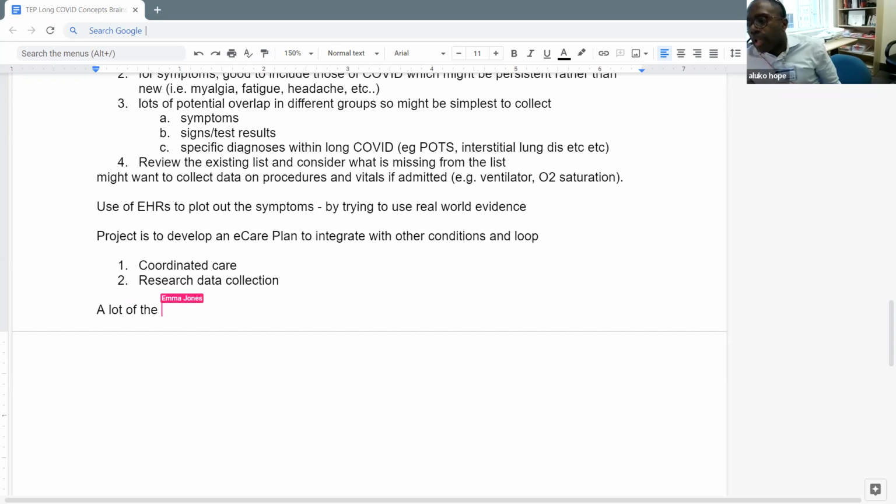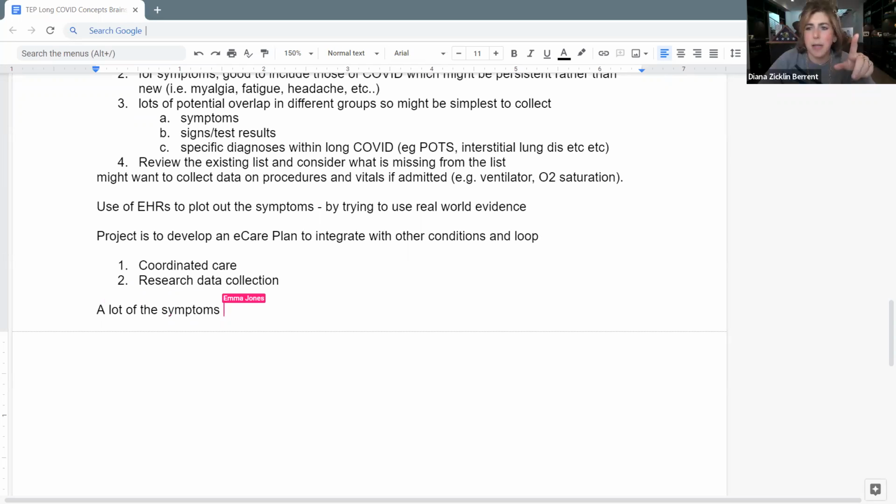Like hair loss and nail changes and those kinds of things. So that's not necessarily stress though. This does seem to be.